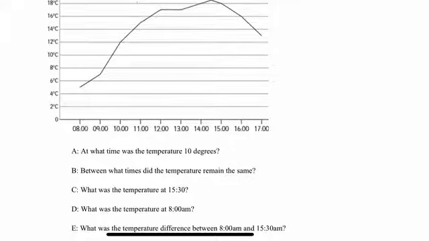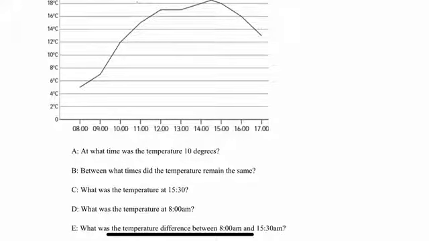Question A reads, what time was the temperature 10 degrees? Question B, between what time did the temperature remain the same? It neither went up nor down. Between what times did it remain the same? Question C, what was the temperature at 1530? 1530, so that's in between 1500 and 1600, or 3 or 4 o'clock on the graph.